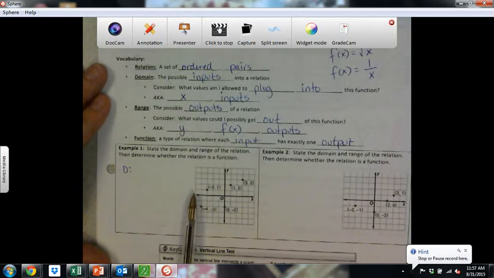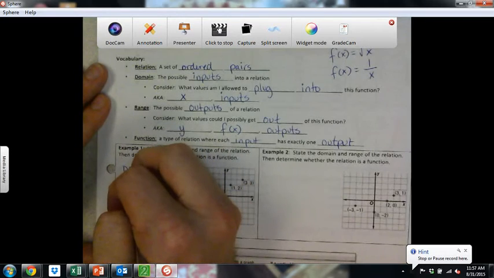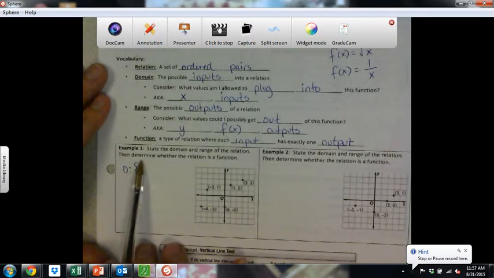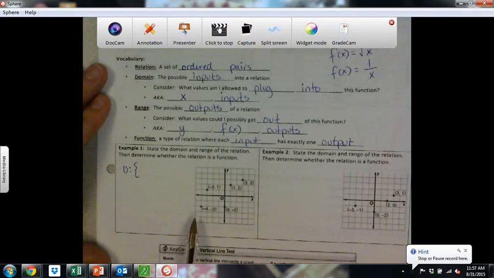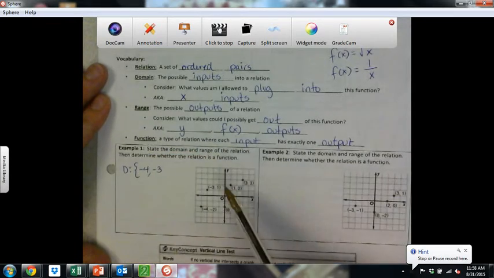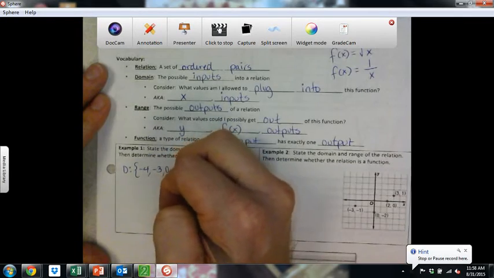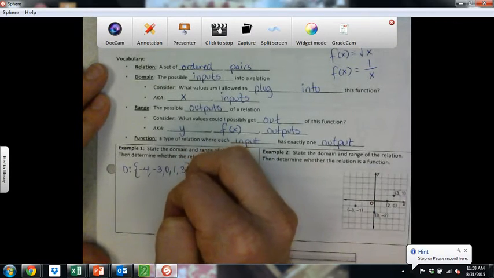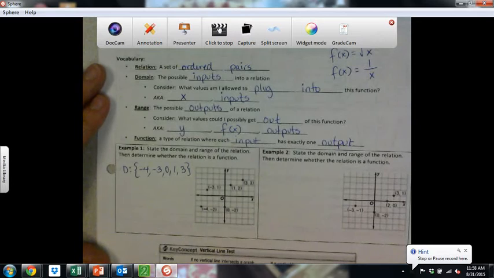I'm going to read them from left to right for each point, and we use this notation. The D is for domain, colon, and then that squiggly bracket. And then my values are -4, -3, 0, 1, and 3.